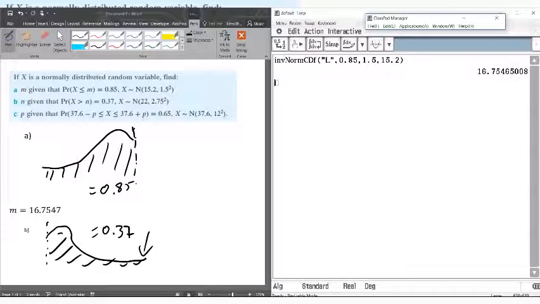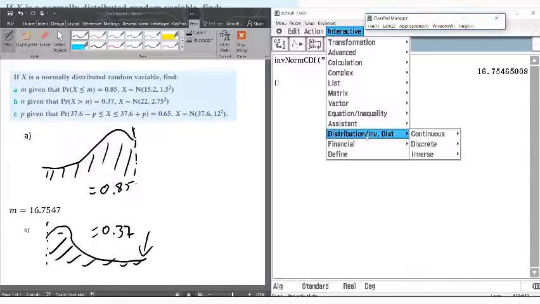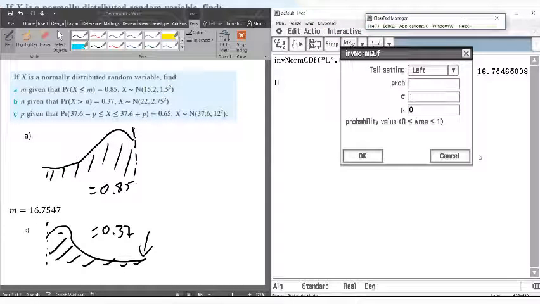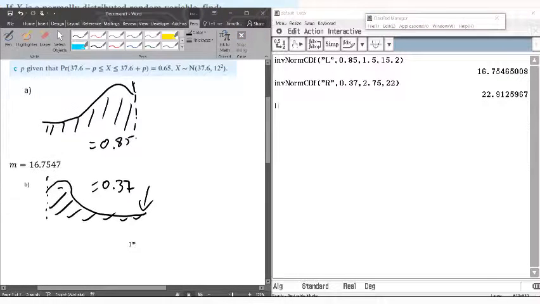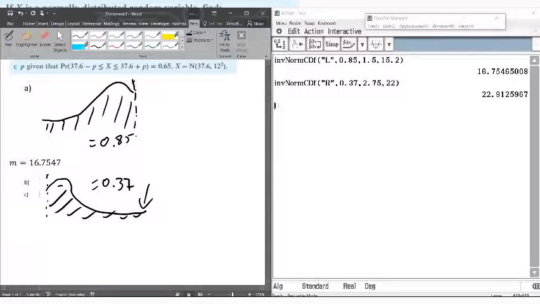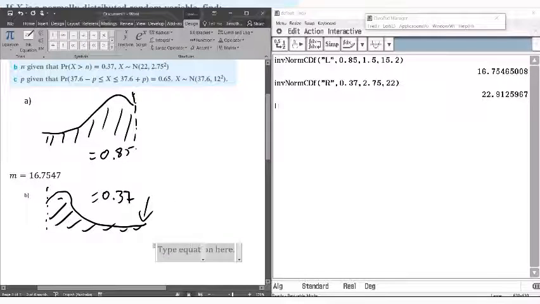So, do the inverse normal again. We want the tail end to be the right side this time, and probability to be 0.37, sigma to be 2.75, and then our mean to be 22. So then we get, this was n, wasn't it? n to be equal to 22.9126.